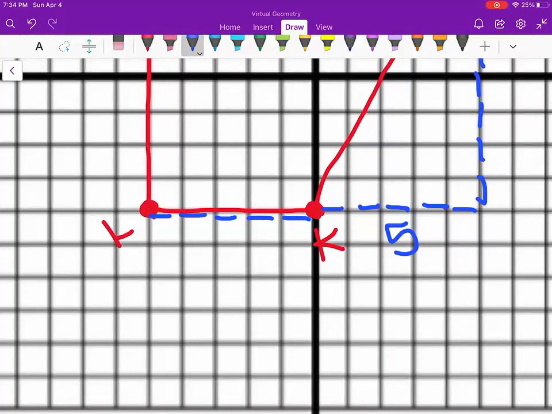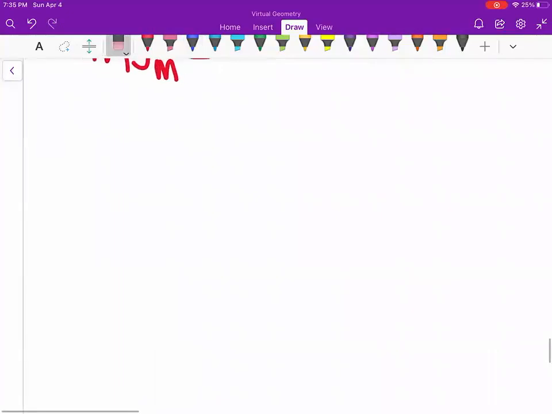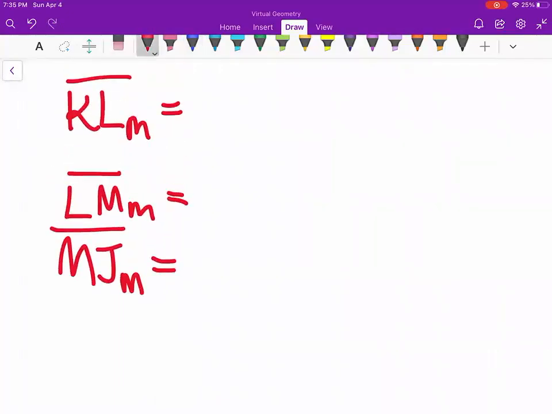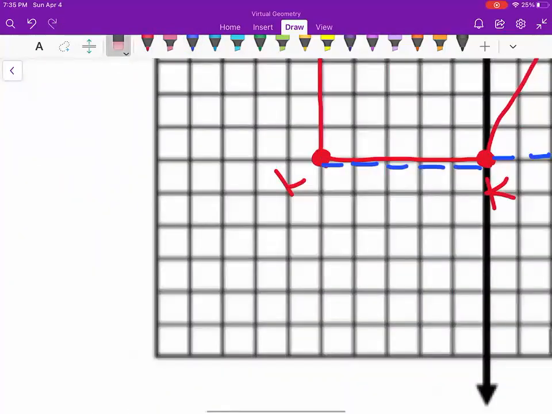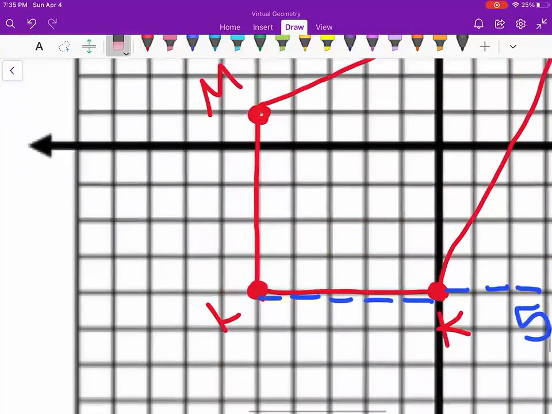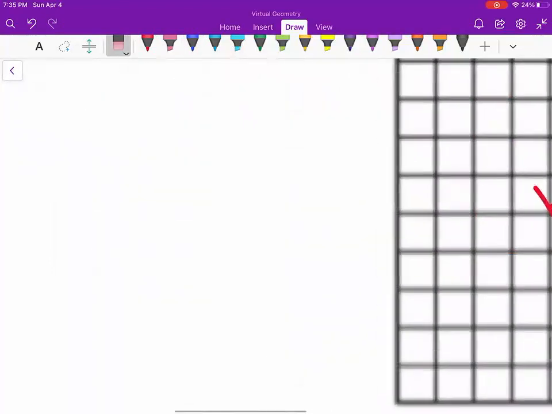KL is just 5 across. It's horizontal, it's flat. Those always have a slope of 0. All right, so horizontal flat lines, slope of 0. Now we've got LM. LM was vertical, so it's got a rise, but it doesn't have a run. So anything over 0, because 0 means there's no run, in this case is undefined.